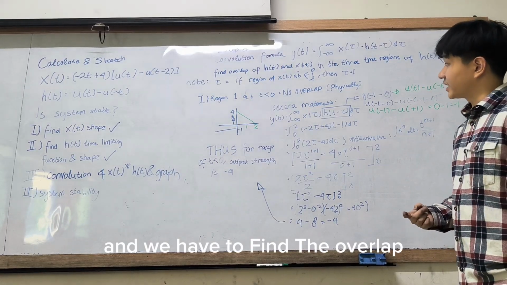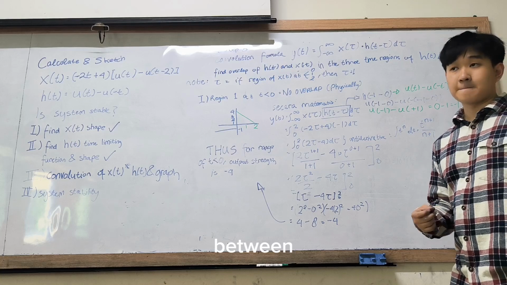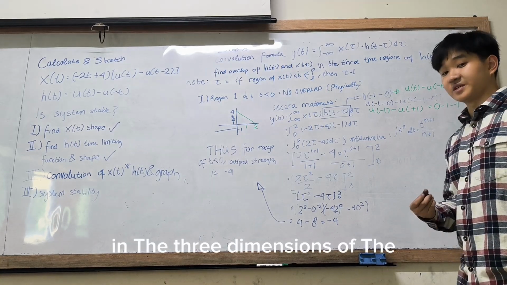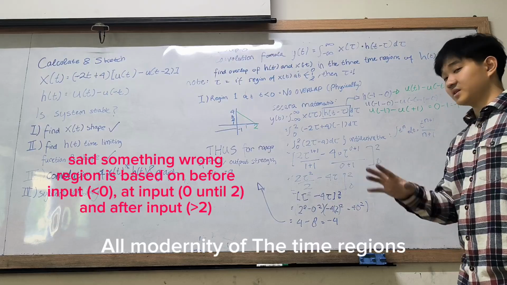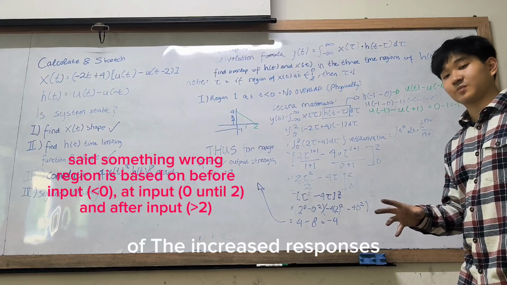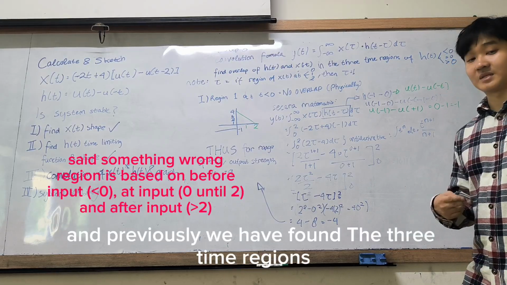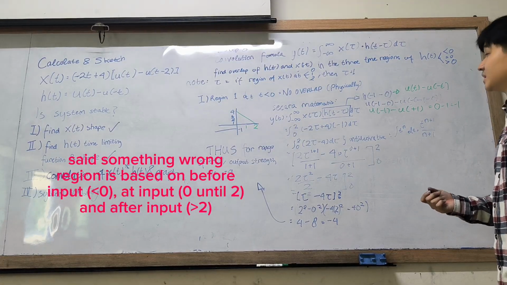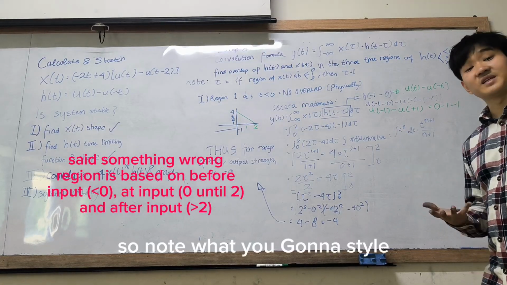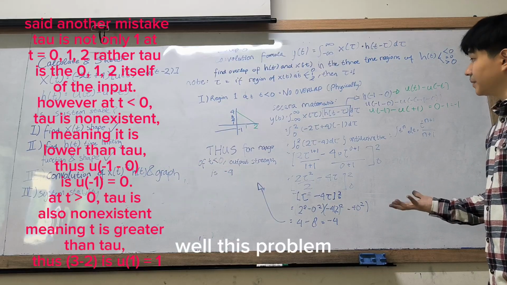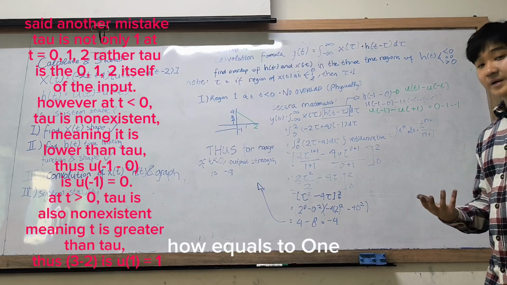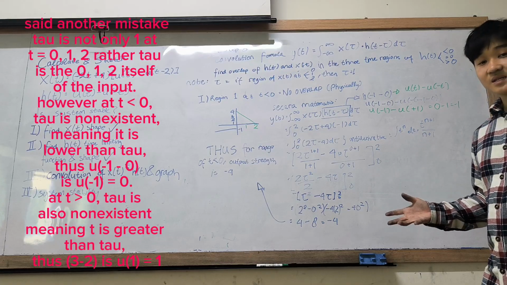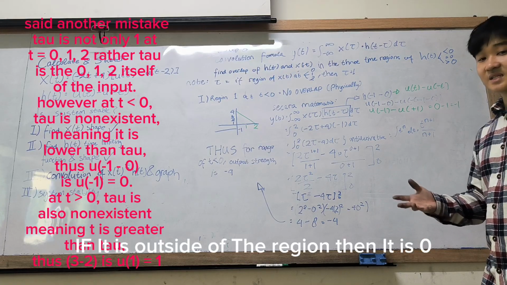And we have to find the overlap between the impulse response and the input signal in the three time regions of the impulse response. Previously we have found the three time regions are less than 0, at 0, and greater than 0. So note, what even is tau? Well, in this problem, tau equals 1 if the region of the input signal is included. If it is outside of the region, then it is 0.